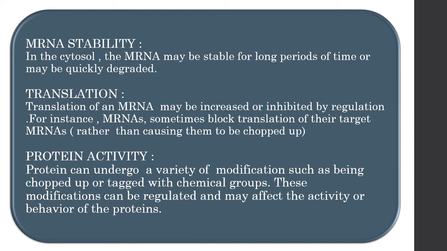Coming to the translation of an mRNA, it may be increased or inhibited by regulators. For instance, sometimes a regulatory RNA may block the translation of the target mRNA rather than causing it to be chopped up. Protein activity: the protein can undergo a variety of modifications, such as being chopped up or tagged with a chemical group. These modifications can be regulated and may affect the activity or behavior of the protein. Although all the stages of gene expression can be regulated, the main control point for many genes is transcription, and later stages of regulation often refine the gene expression pattern roughed out during transcription.